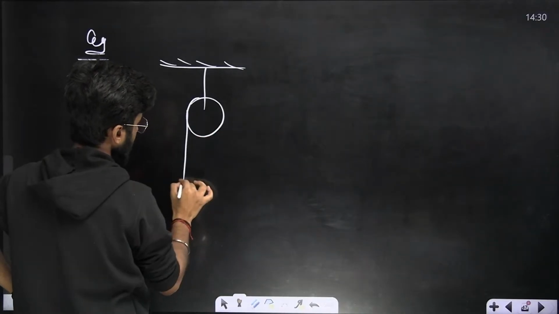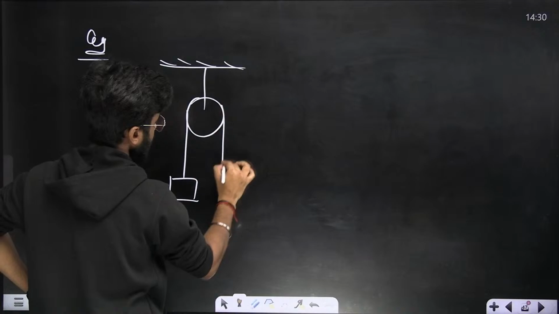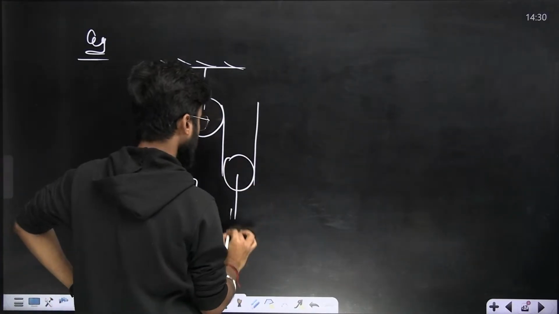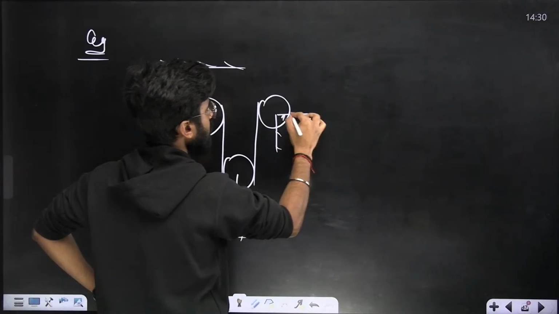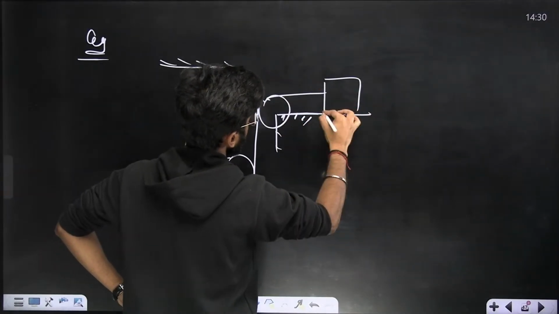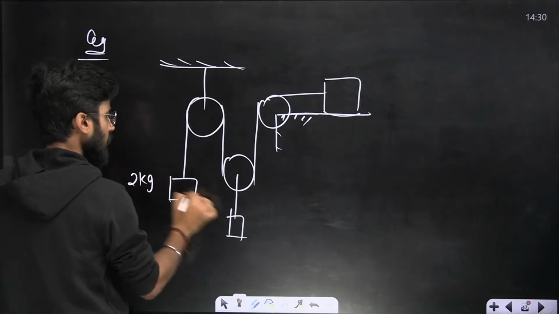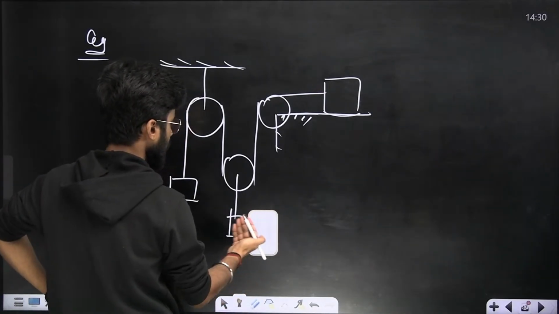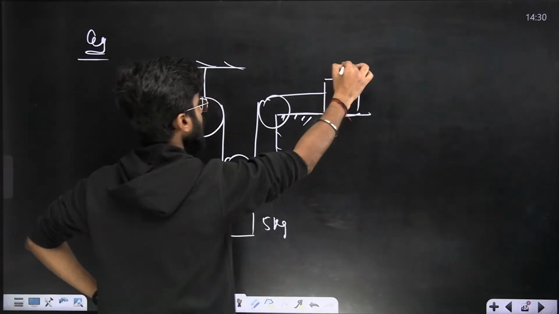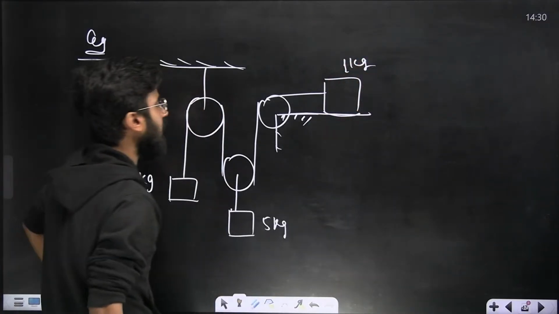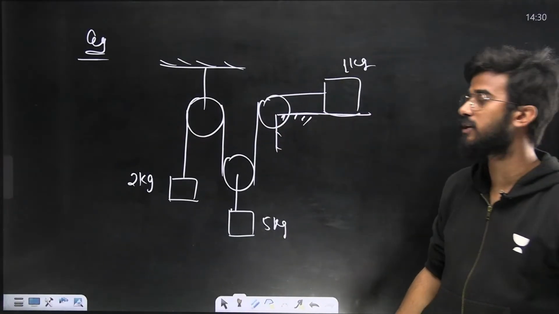This is a block. This is a pulley. This pulley is fixed, and there is a block connected with it. Suppose that this is 2 kg, this is 5 kg, and this is 1 kg. We have to find the acceleration of all the blocks.